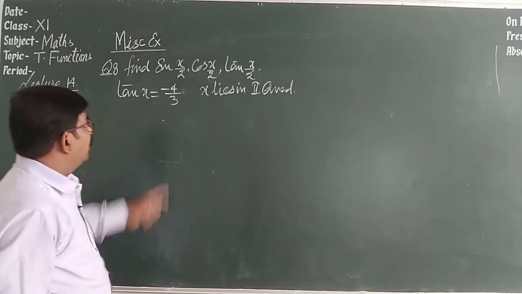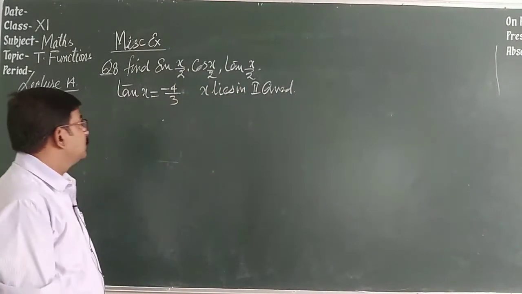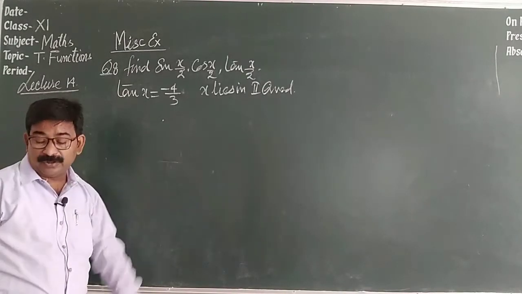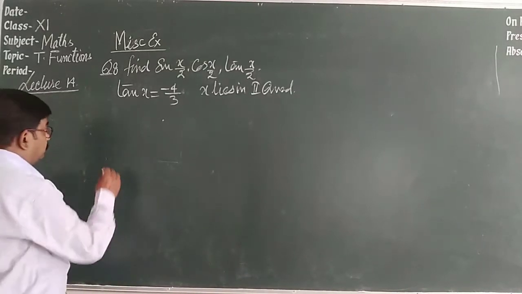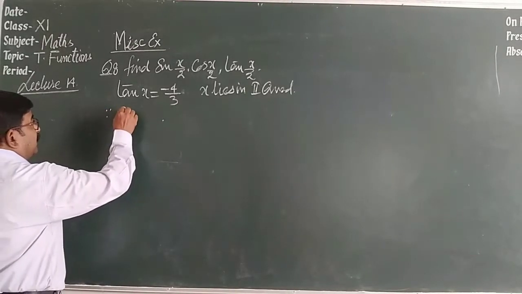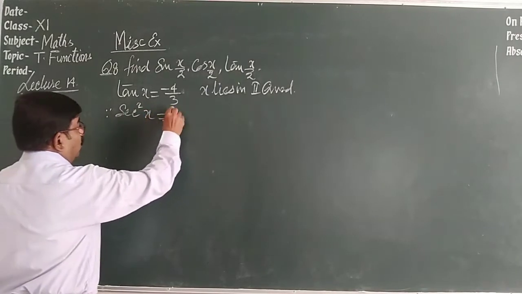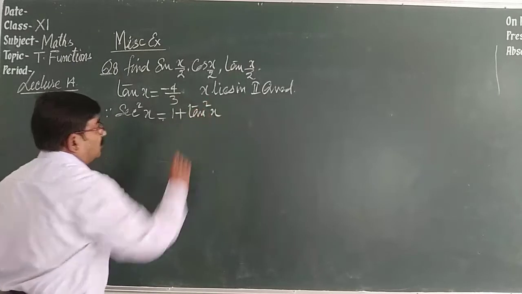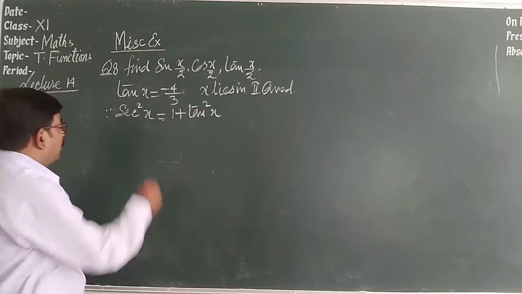In this case, we have to find sin x by 2, cos x by 2, tan x by 2. So first, change this tan into sin and cos, and after that we will decide. We know that sec square x is equal to 1 plus tan square x, you know the formula, and we have the tan x value, you can put it here.